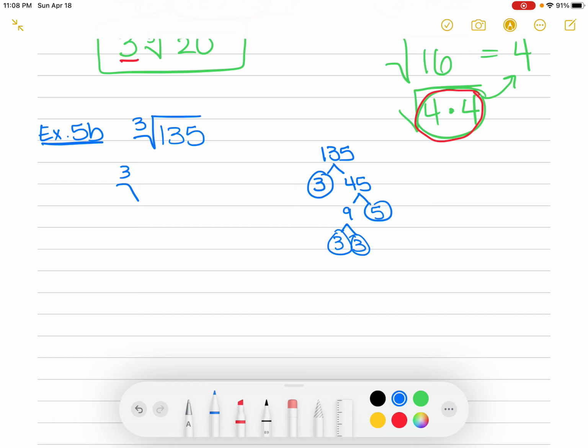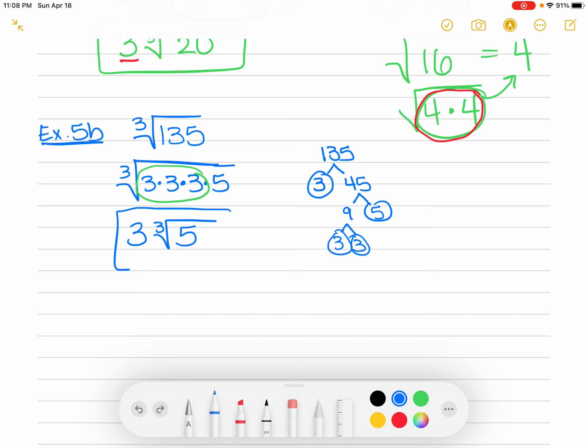Now over here, I'm going to write those in order. Some kids like to do it with the exponents, and that's fine. I just normally like to do it this way to show y'all that I actually have 3 of these that I'm going to pull out. And then the 5 is going to stay in there. And don't forget the little 3 there, or you're going to get it wrong. So you should have gotten the answer 3 times the cube root of 5.